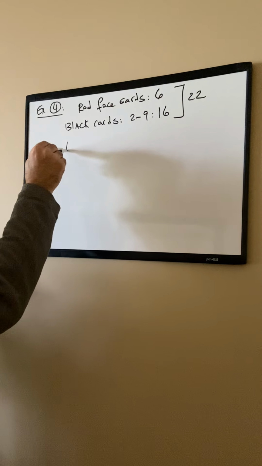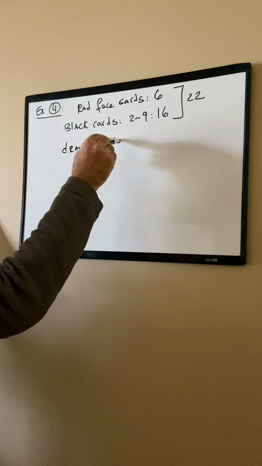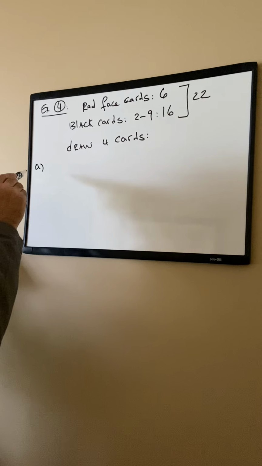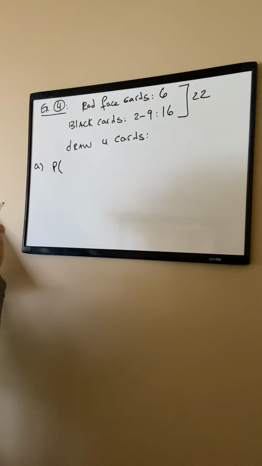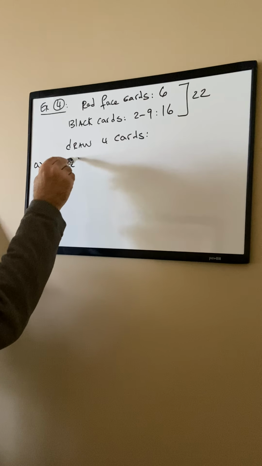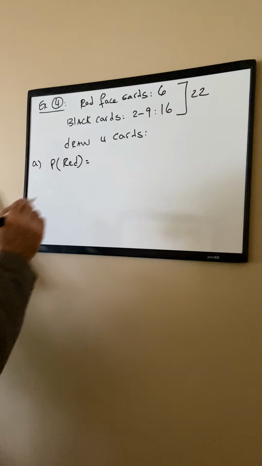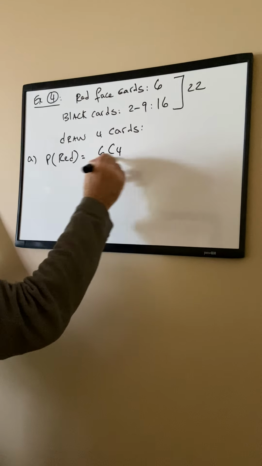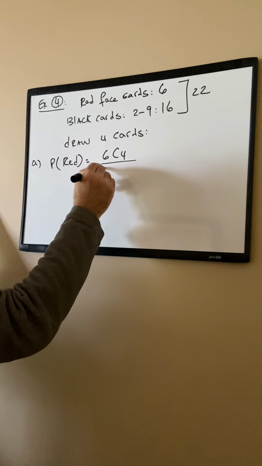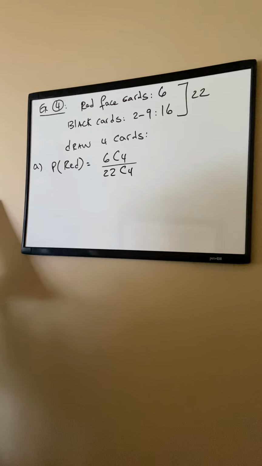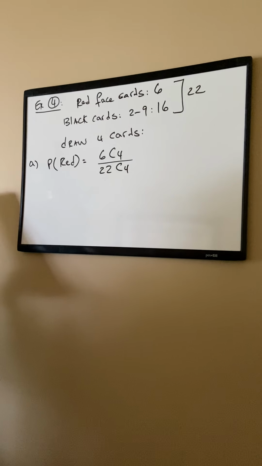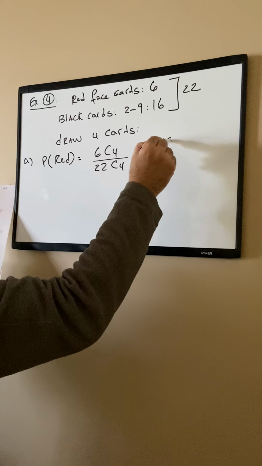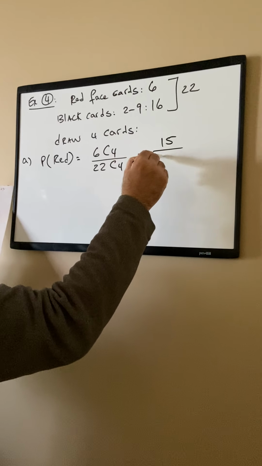They're asking us to draw 4 cards at a time. Part A, what's the probability that all 4 cards that we're going to draw are going to be red? Again, we have 6 red cards from which we're selecting 4 at a time, divided by, we have 22 total cards from which we're selecting 4 at a time. So the ratio is going to be 6 combination 4 divided by 22 combination 4, which will be 15 divided by 7315.